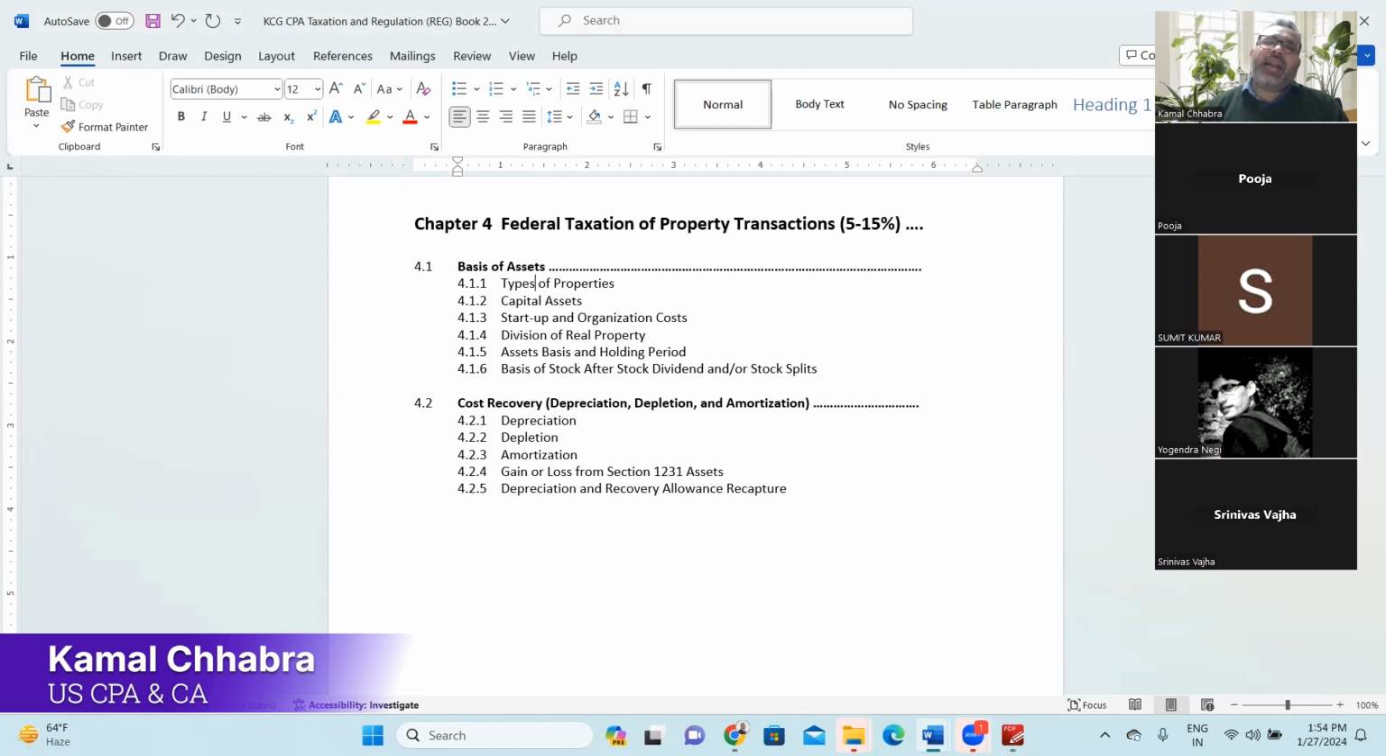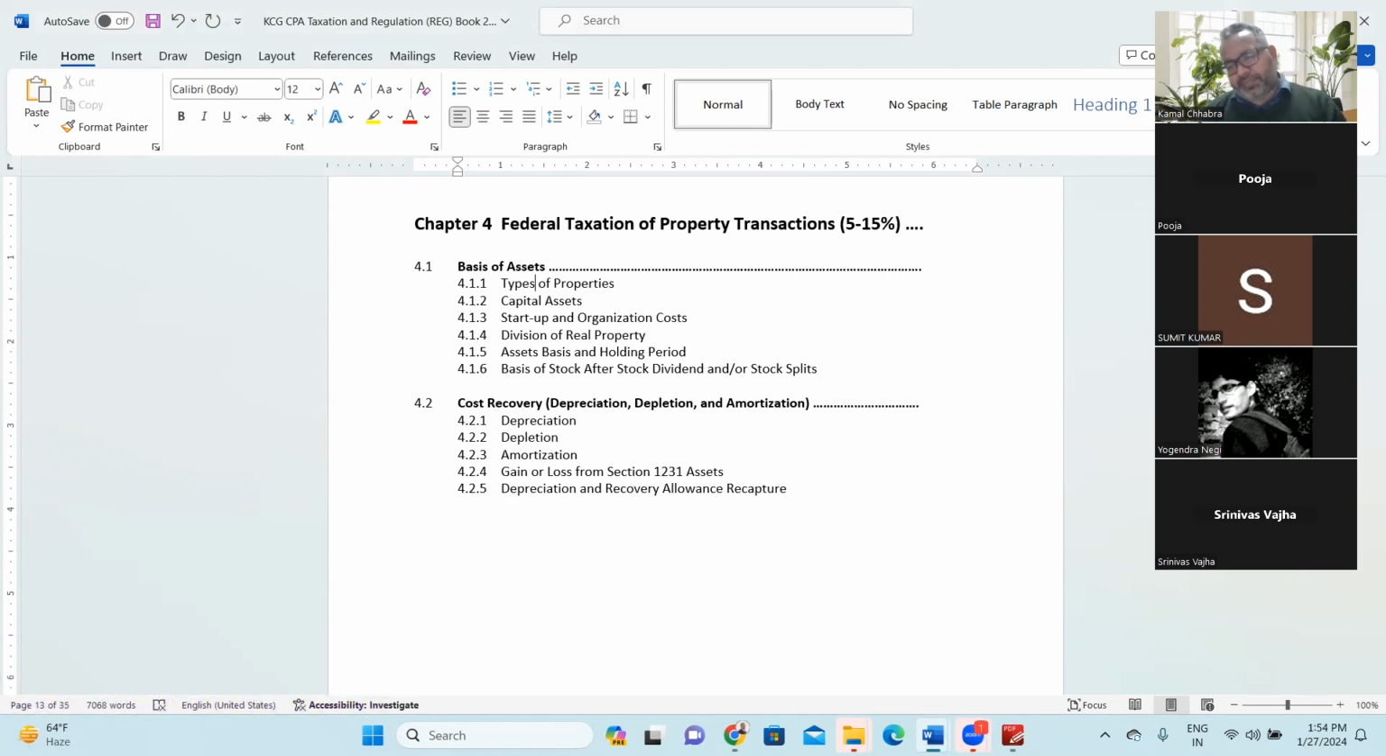In addition to that, we'll be understanding when you are receiving an asset from a decedent, right? Someone has died and his assets have been given to you as an estate, right? So then what should be the basis of those assets?